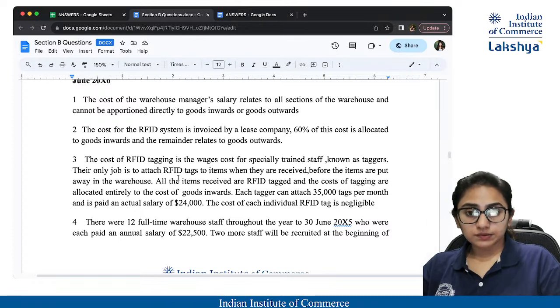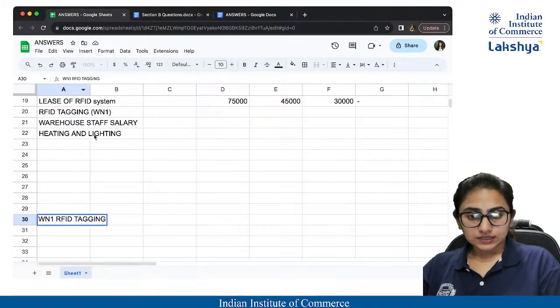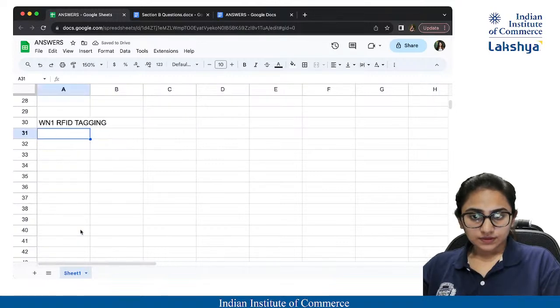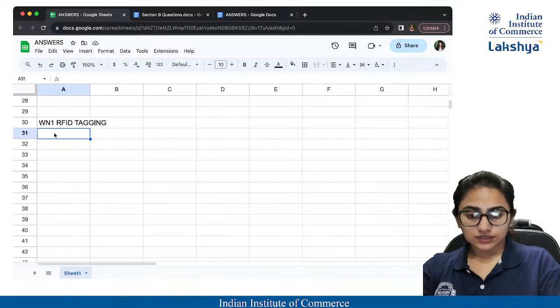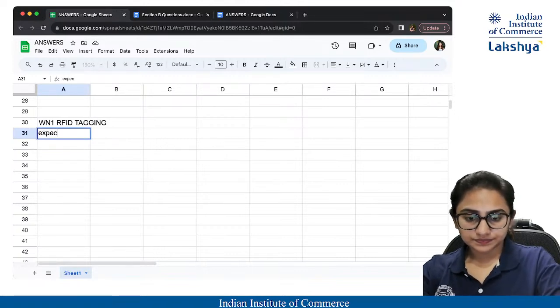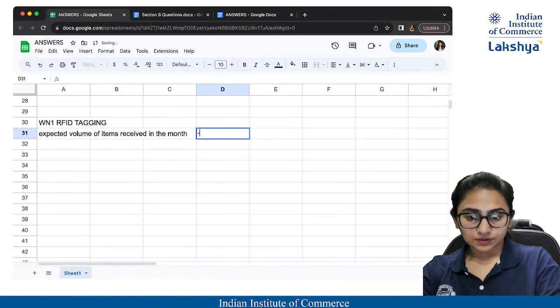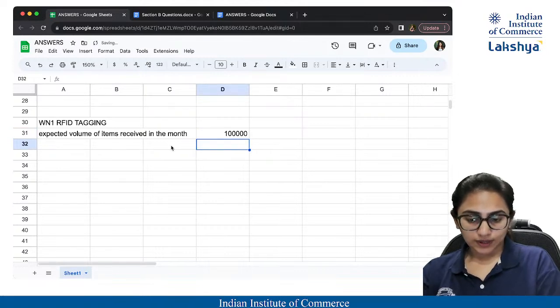First of all, the first thing that you will answer is the expected volume of items received in the month. So that is how much I told you, 12 lakh divided by 12, that is 1 lakh.